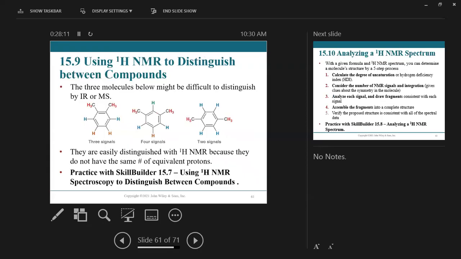So to give you some examples, the 3 molecules below might be difficult to distinguish by infrared spectroscopy or mass spectrometry. But they're easily distinguished by proton NMR because they do not have the same number of equivalent protons. So oftentimes you're going to use your MS with NMR to confirm what you have, or you can use all 3. You could use NMR, FTIR, and mass spectrometry.